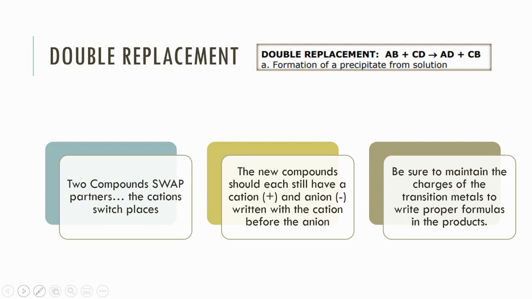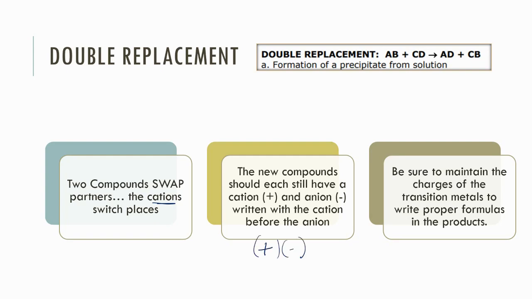Let's move on to double replacement reactions. So double replacement reactions are when we have two compounds and they swap partners. So we can also think about this as the cations switching places. Okay, each compound will always have a cation and an anion. There's always a positive piece and a negative piece. The new compounds in the products should also still have a cation and an anion, and they should still always be written in that order. Positive piece, then negative piece.